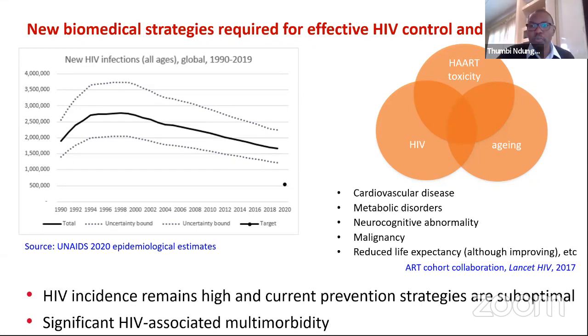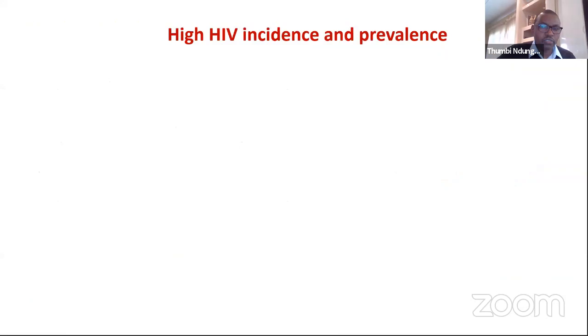So we need to do much more to develop new technologies and new approaches to controlling HIV infection. And even if we were able to reduce new HIV infections, we still have significant HIV-associated multimorbidity in people who are already HIV infected. And we need to find a way to deal with these long-term consequences of HIV infection, as well as long-term antiretroviral therapy usage.